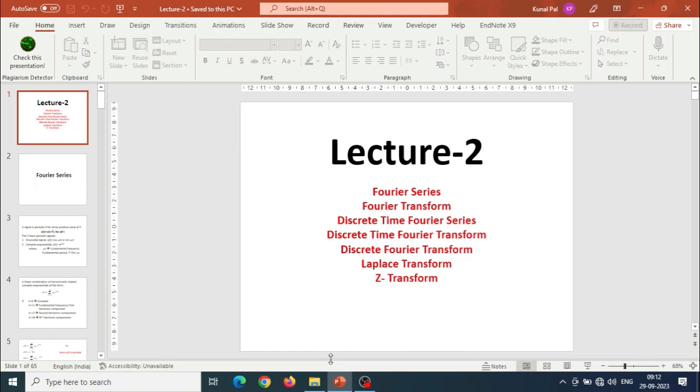Okay. In the subjective questions, please make sure, I usually prefer that if you make more figures, it is better for the marks, that I believe. Okay. So wherever possible, draw figures as much as possible.